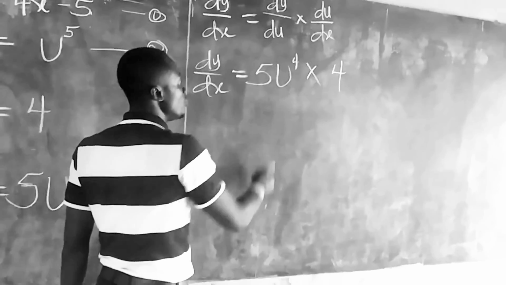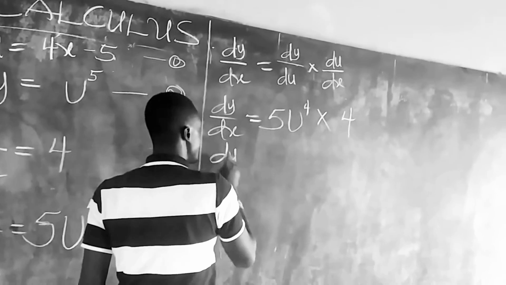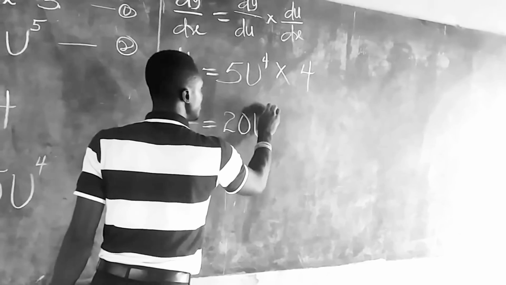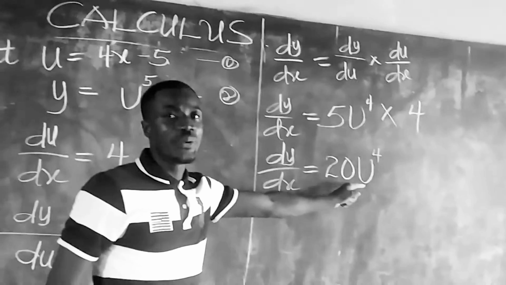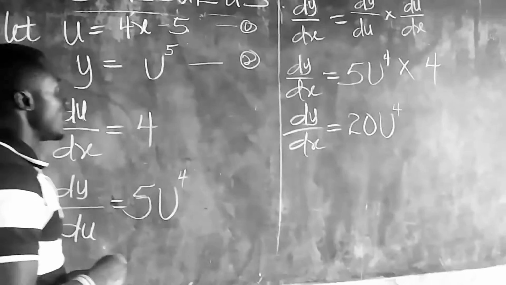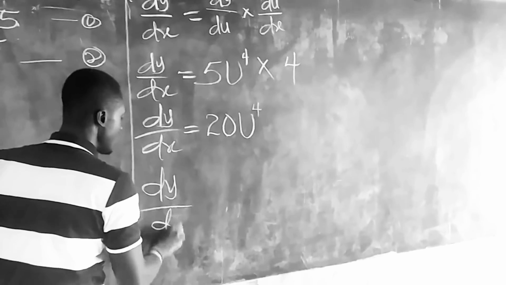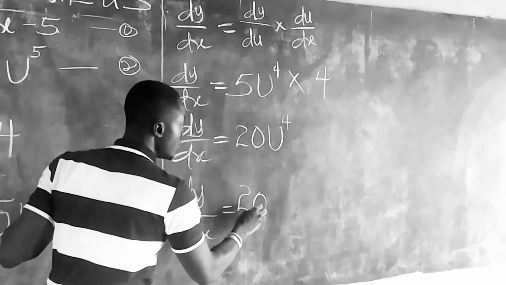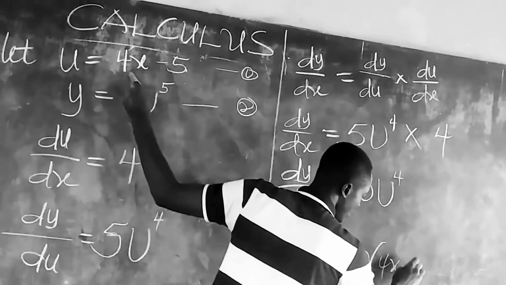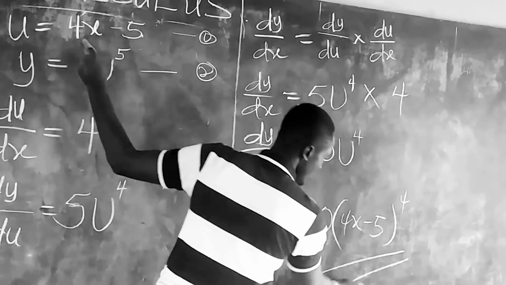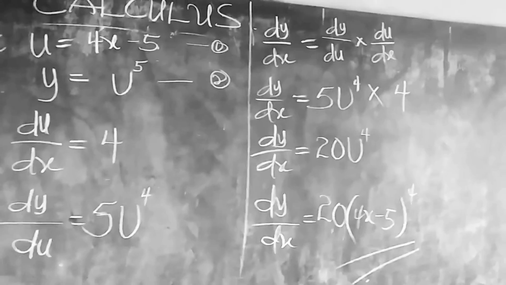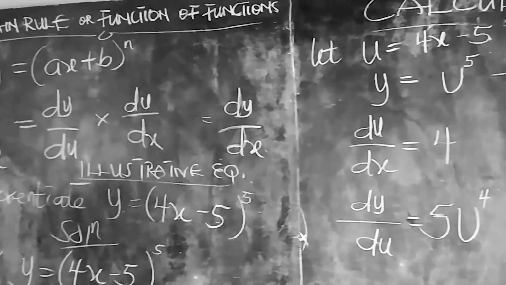Very good. So you multiply 4 by 5. Your dy/dx will be equal to 20u exponent 4. But don't forget, your u is the same as 4x minus what? 5. So dy/dx will be equal to 20, this time around, where u is (4x - 5), exponent 4. That is how we differentiate a function of this kind.